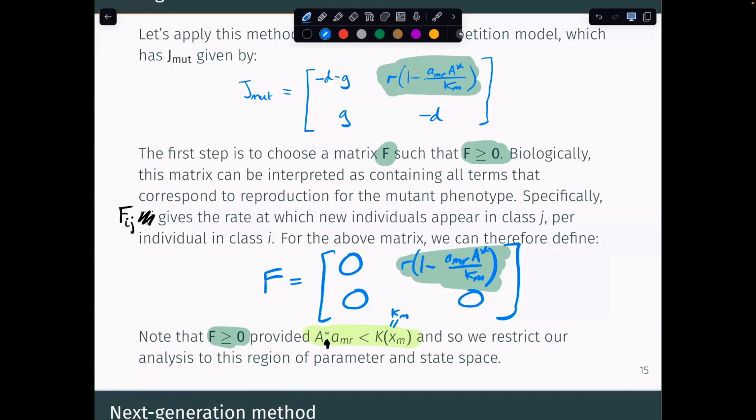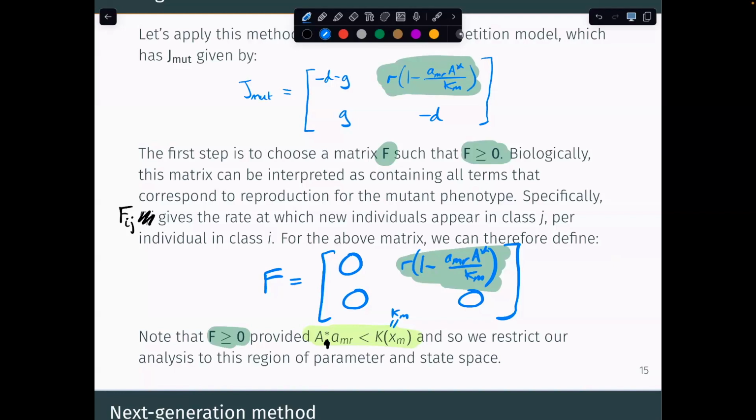Yes, Mark? How come the bottom left term isn't G? Would we not say that growing into the adult stage would be adding to the adult stage? Because we've not added any new individuals to the population. So you've taken one from the juvenile class and you've added one to the adult class, so the net effect is 0. Yes. So is the reason that other entries are all 0 because G and D are talking about rates and maturation and they don't actually tell you births? Exactly. In this matrix, we only want terms from this matrix, J mut, that correspond to births.